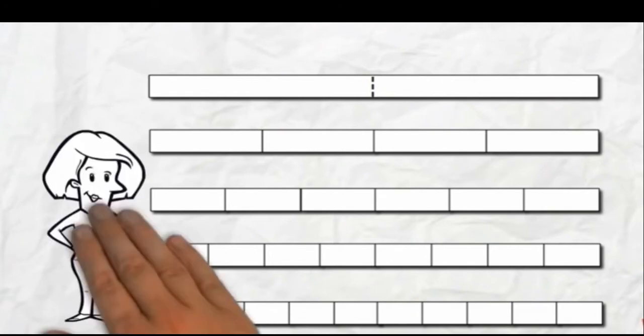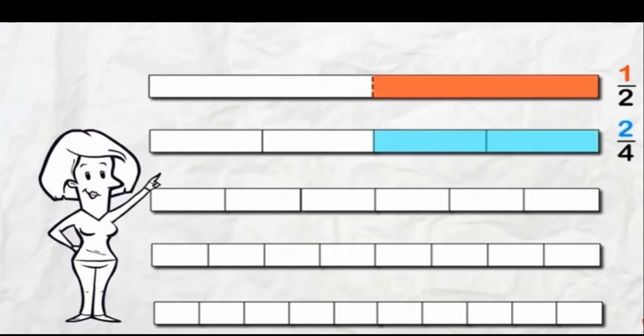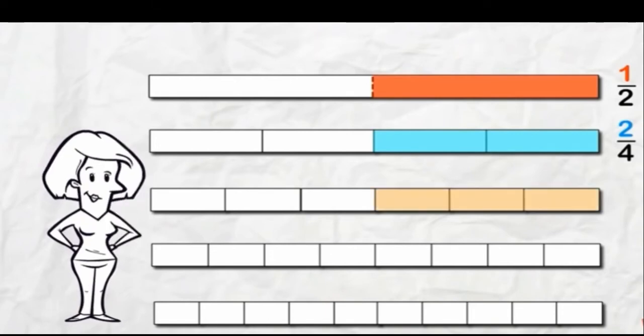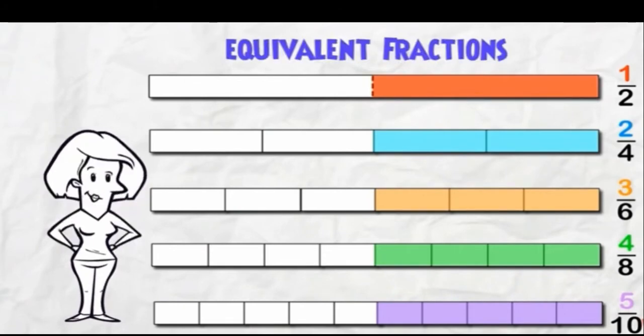Here's a whole one. Let's fold it to make it 2 halves. This whole is in quarters. This is in sixths, this is in eighths, and this is in tenths. Let's color off 1/2 of it. 1 part out of 2, 2 parts out of 4, 3 parts out of 6, 4 parts out of 8, and 5 parts out of 10. These are all equivalent fractions.